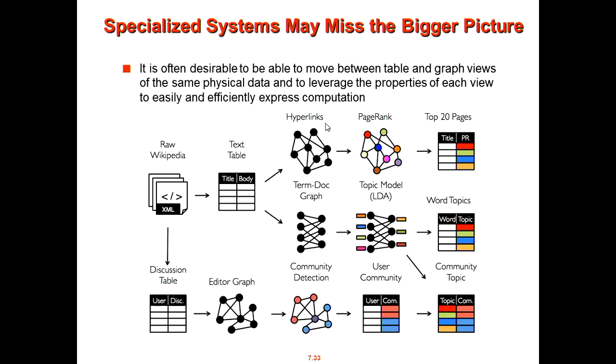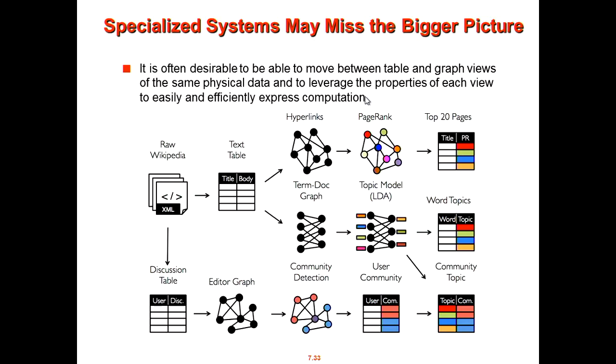But the problem is that the specialized system may also miss some points, because of the bigger picture. It is often desirable to be able to move between the table and graph views for the same physical data, and to leverage the properties of both the table view and the graph view to express a computation. For some problems the table operators are more efficient and easier to use, and for some problems the graph operators would be more useful.